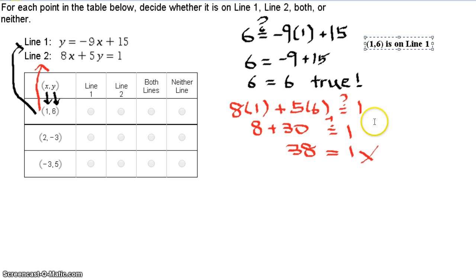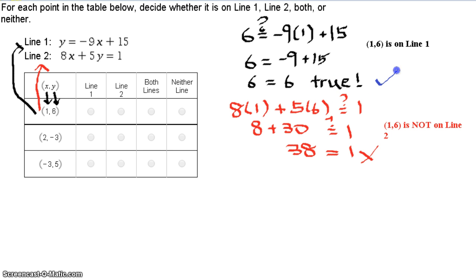However, the point (1, 6) is not on line 2, because the left-hand side did not equal my right-hand side. Alright, you guys get that? Alright, so in this case, since 6 is equal to 6, it's all good.